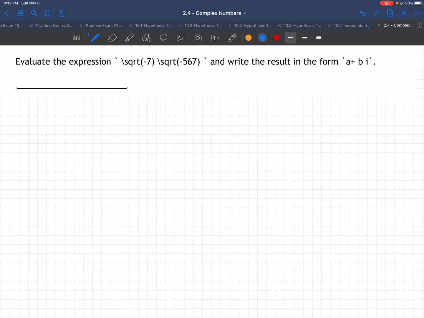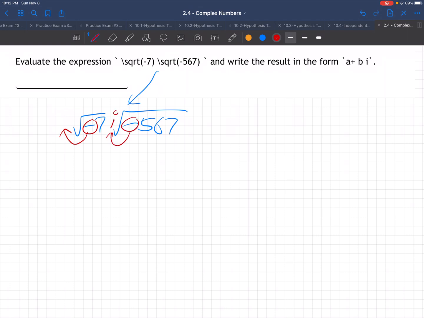Here's an example. Let me rewrite it more neatly. It's the square root of negative 7 times the square root of minus 567. So how are we supposed to simplify that? I want us to simplify it. Well, the first thing you do is you take negatives out as i's, don't you?